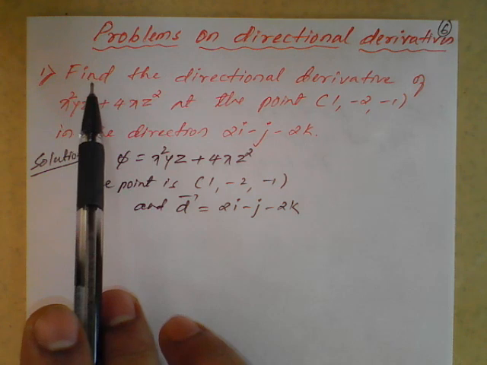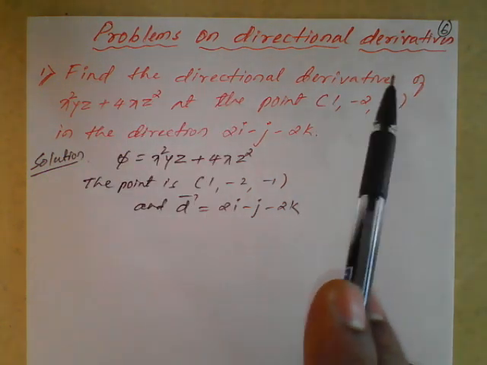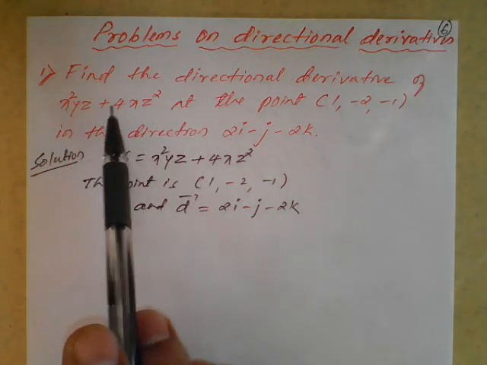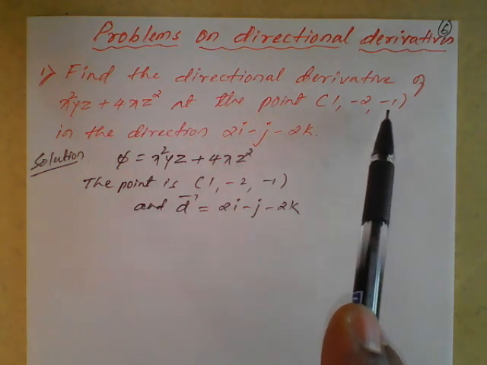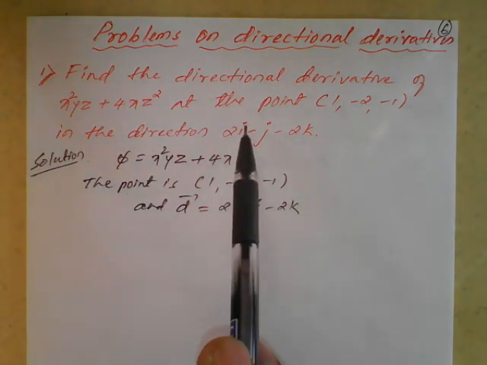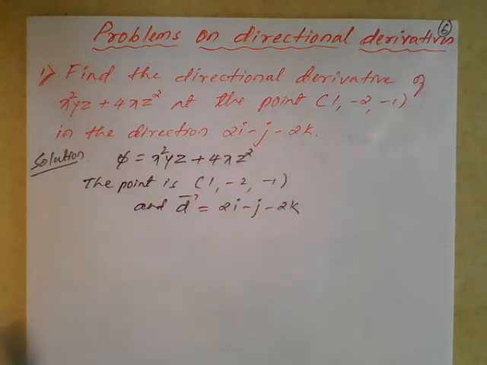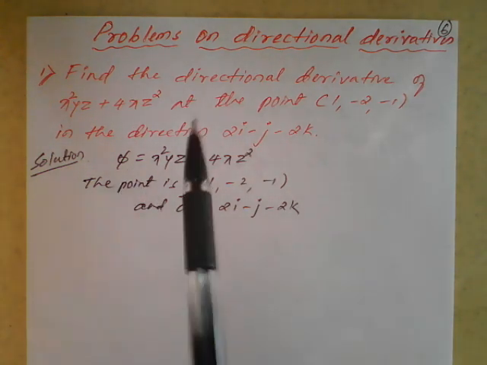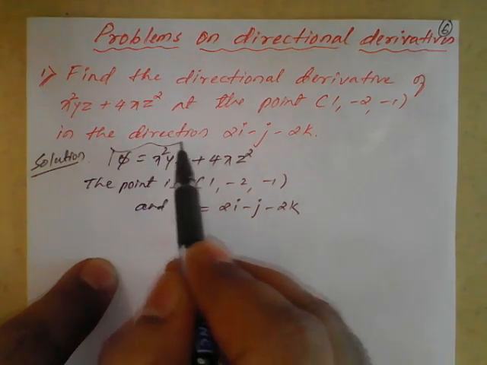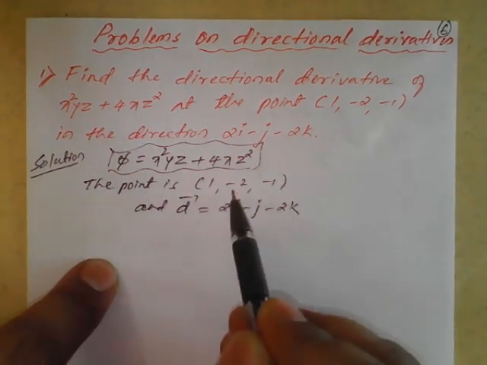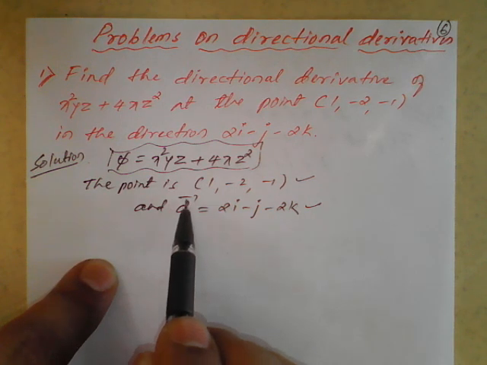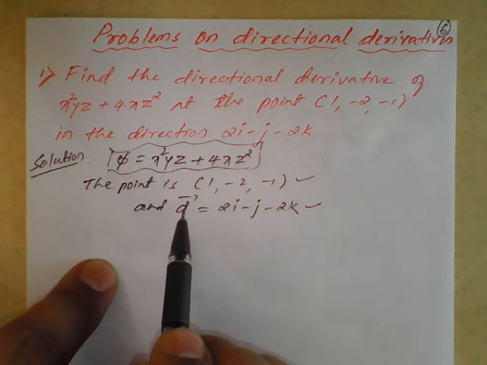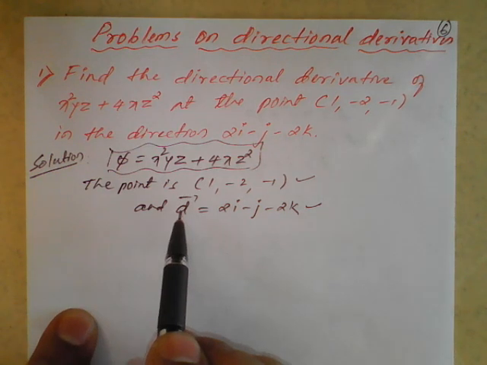So, the given question: find the directional derivative of x square yz plus 4xz square at the point (1, minus 2, minus 1) in the direction 2i minus j minus 2k. I have given phi, you have to take it as it is. This is the phi value, this is the point value, and this is the direction. Direction stands for d, we know the formula for direction, so I have taken this. Now we'll solve this.